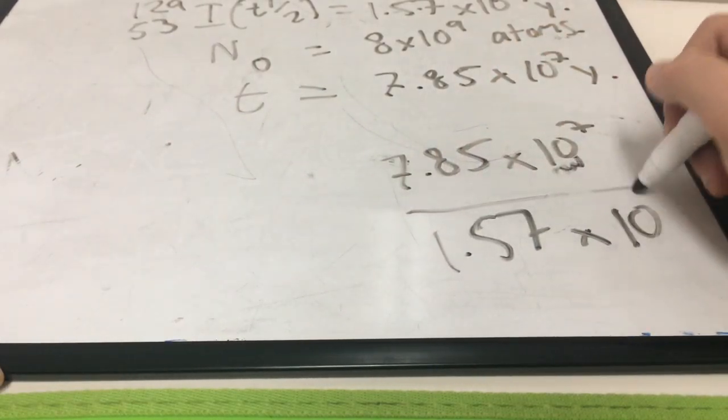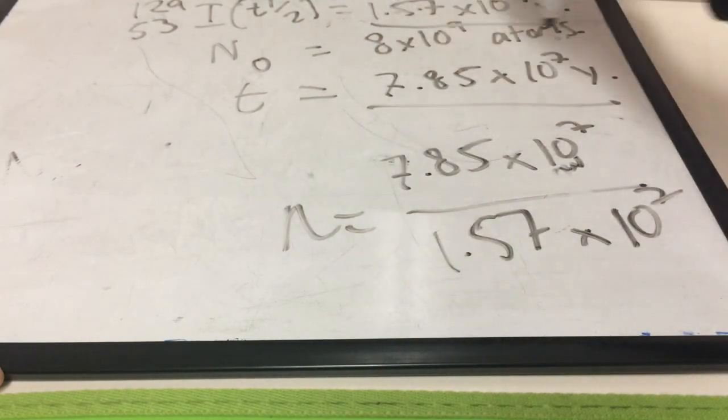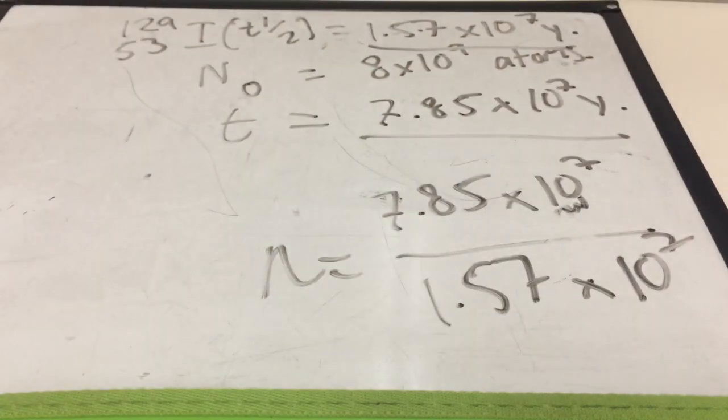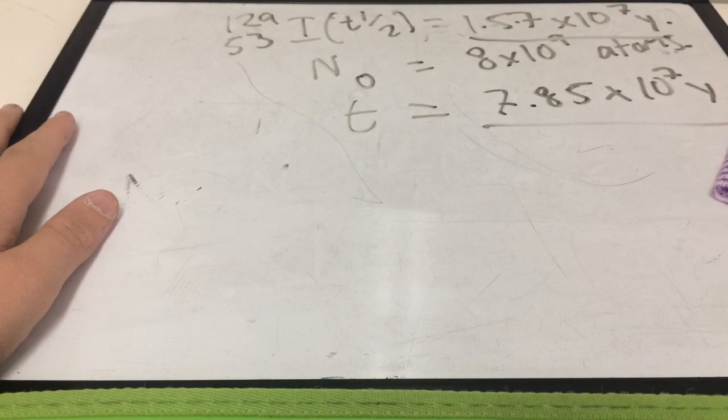1.57 times 10 to the 7. This is basically going to give us this number divided by this number. It's going to give us how many half-lives we have. And I'm telling you now, from memory, I made this question, so I know it should be 5. Just double check. And it is 5, yes. So we have 5 half-lives.